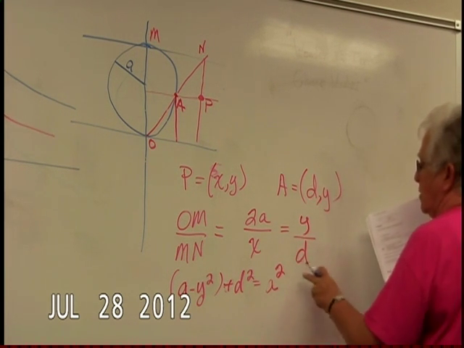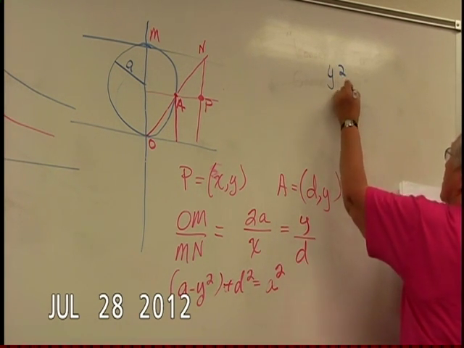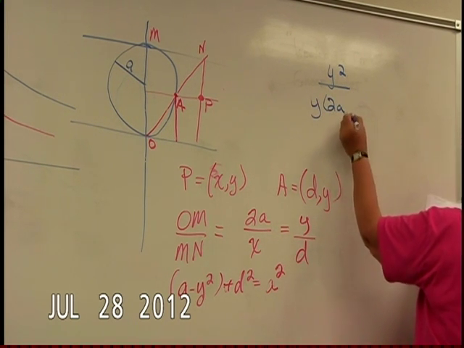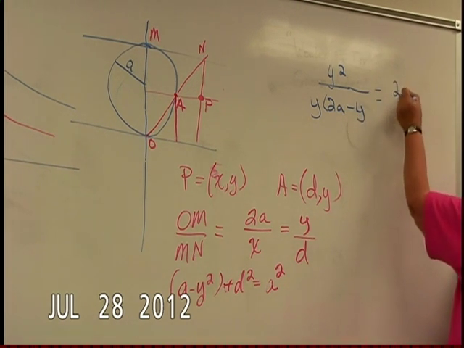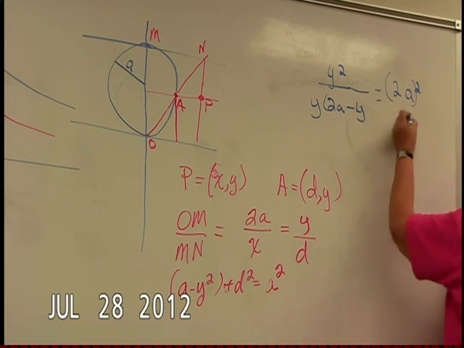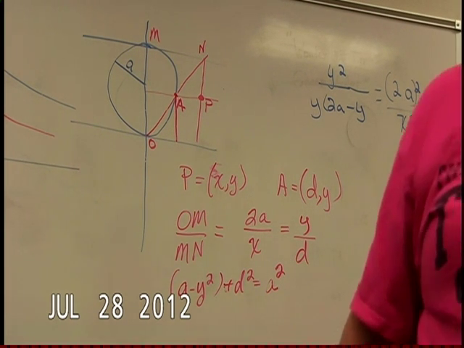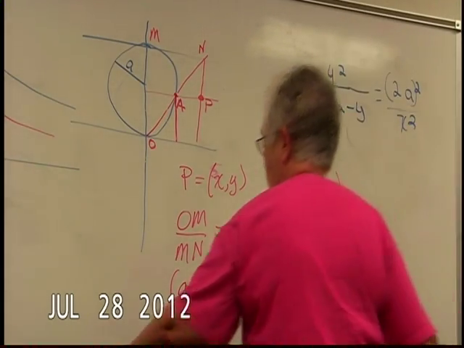By dropping the d here, we get y squared over y times 2a minus y equals 2a squared over x squared. Okay? I'm going to erase a little bit so that I have room so I can move on.